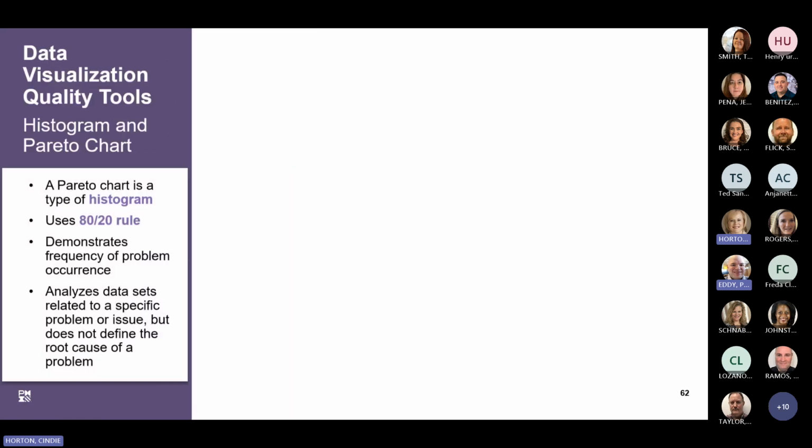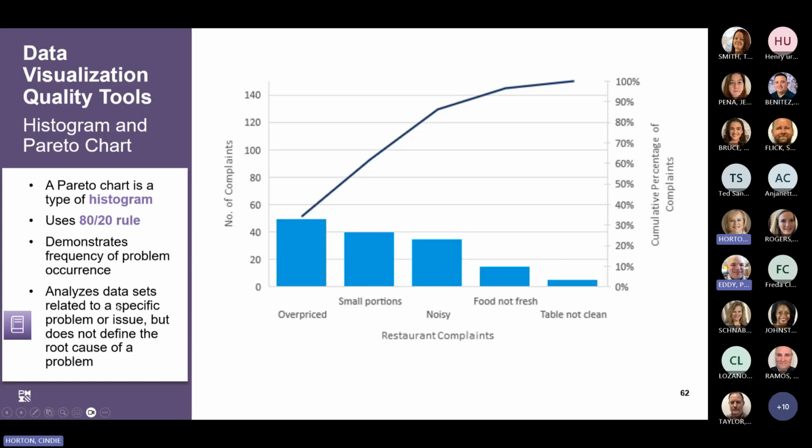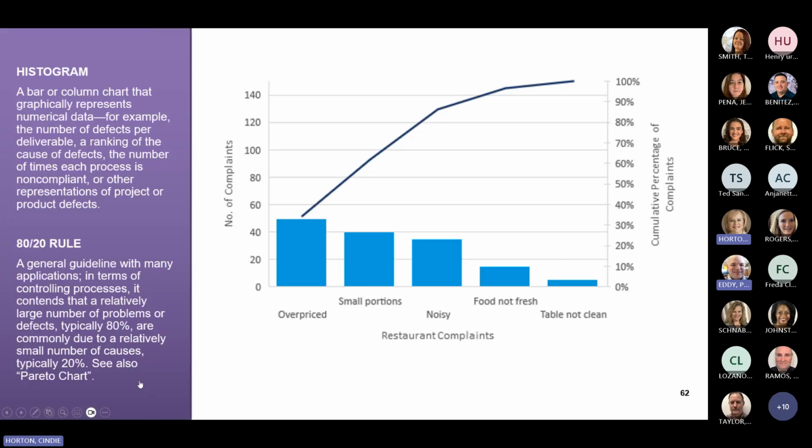Another data visualization tool is the histogram. A histogram is a bar or column chart that graphically represents numerical data. For example, the number of defects per deliverable, a ranking of the cause of defects, the number of times each process is non-compliant, or other representations of a project or product defects.